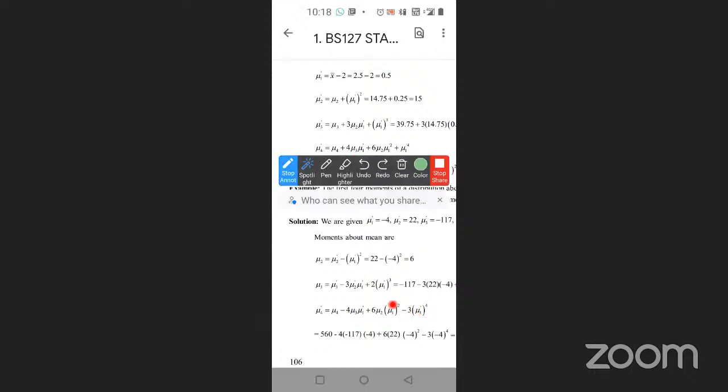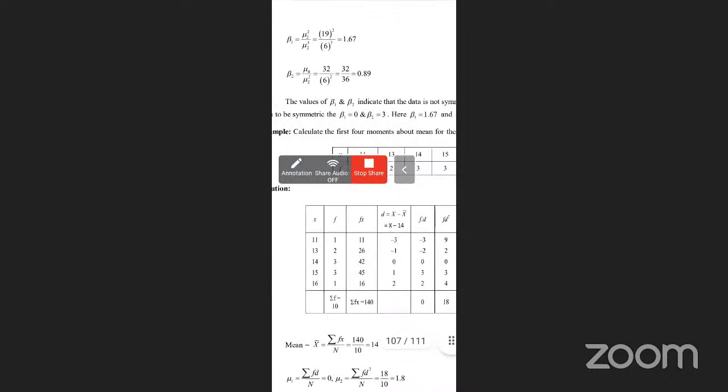Okay. Now an example. The first 4 moments of a distribution about the value 5 are minus 4, 22, minus 117 and 560. Find the corresponding moments about the mean, that is mu1, mu2, mu3, mu4. Also find beta 1 and beta 2. Do the problem. Out of this model, we should get one problem in our question paper, which is very important. Now coming to the second model.